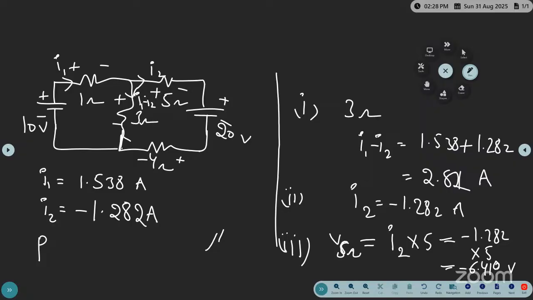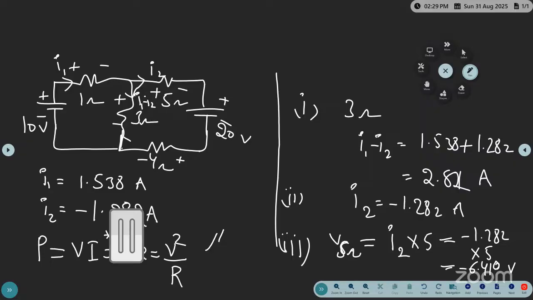Power is equal to DC power. Okay, you can write three formulas. No need to get confused. V into I, I square R, V square by R. Okay, but generally we'll use this one. For any problem, we will use this one only. Why? Because it is easy to apply. So power is equal to I square R.